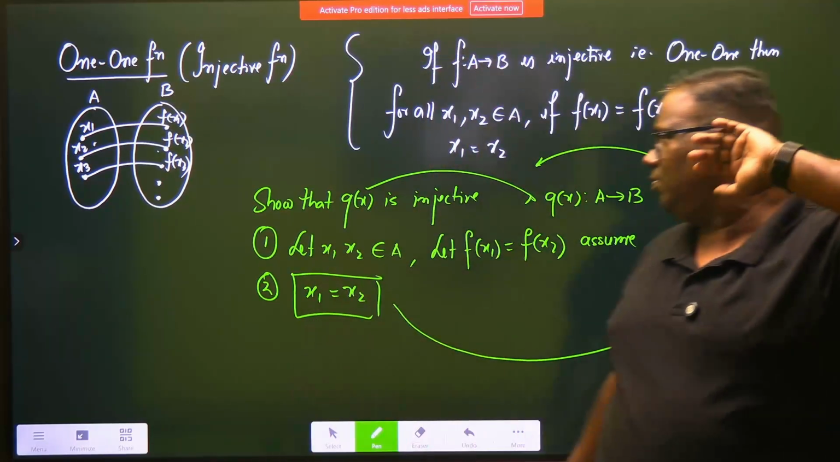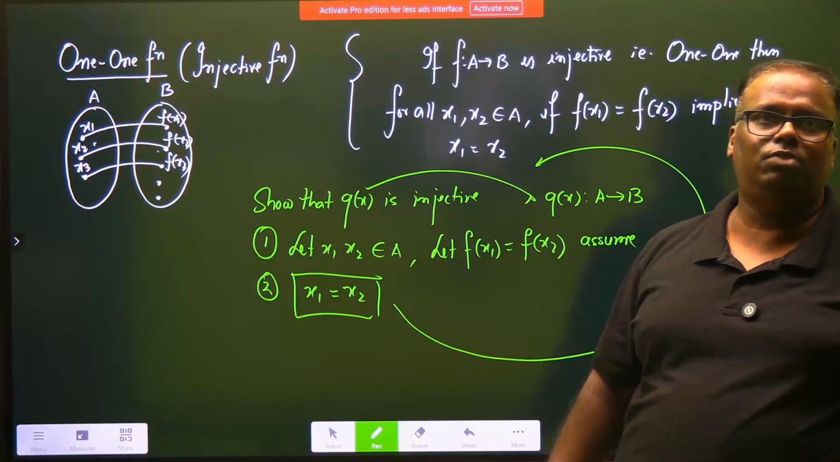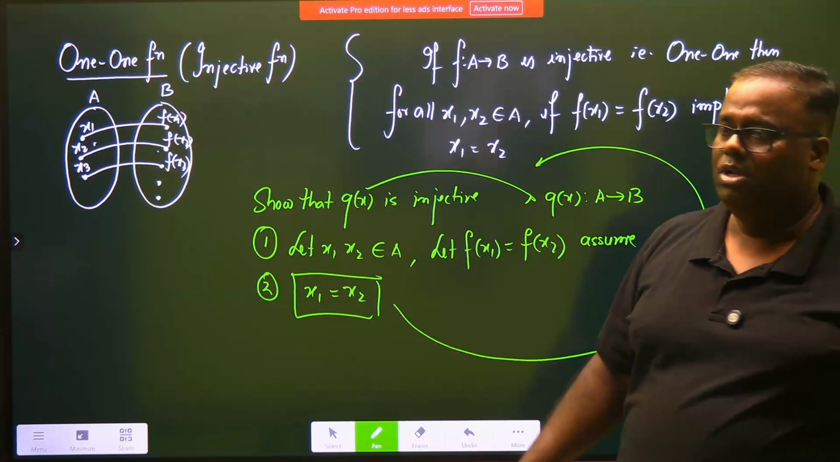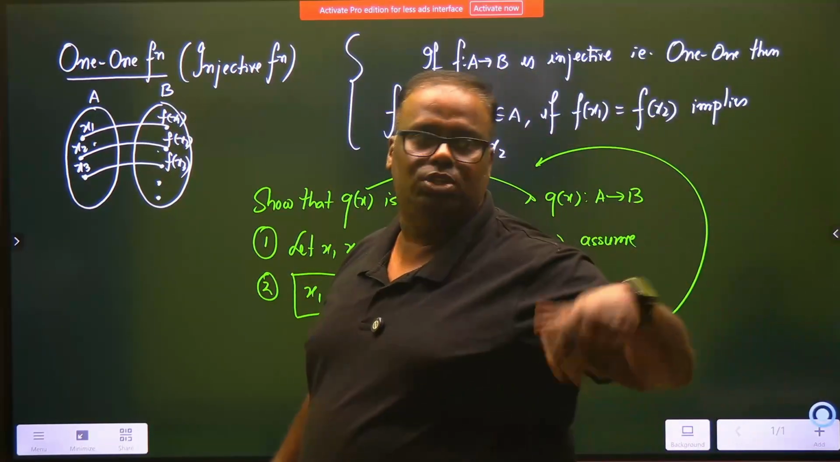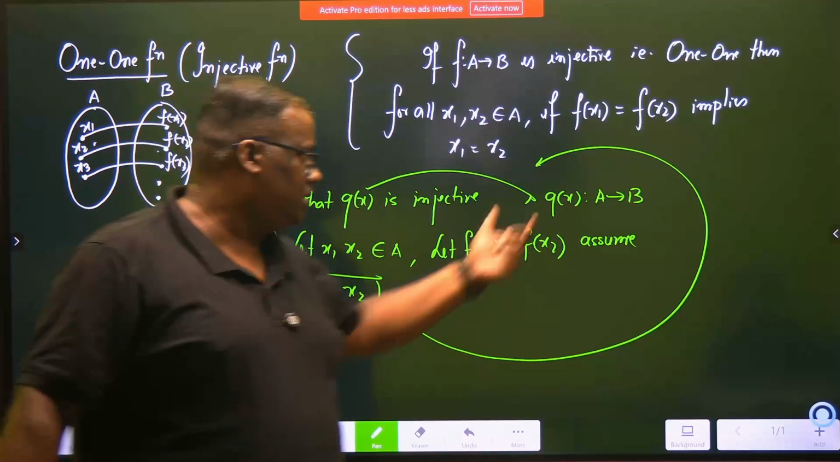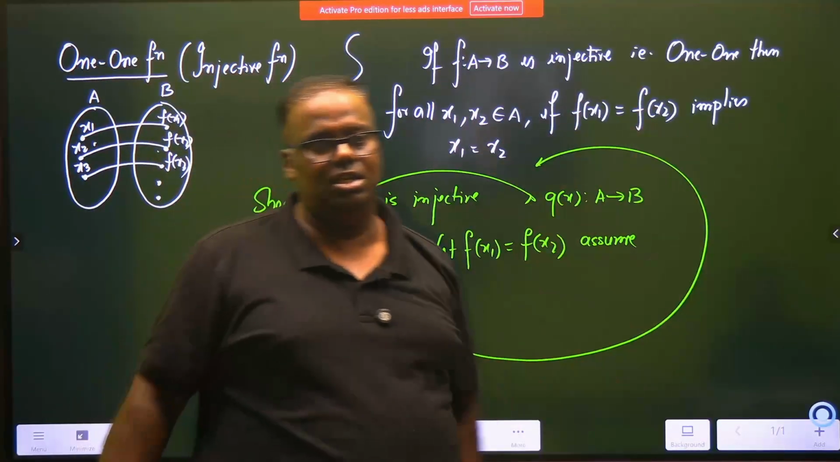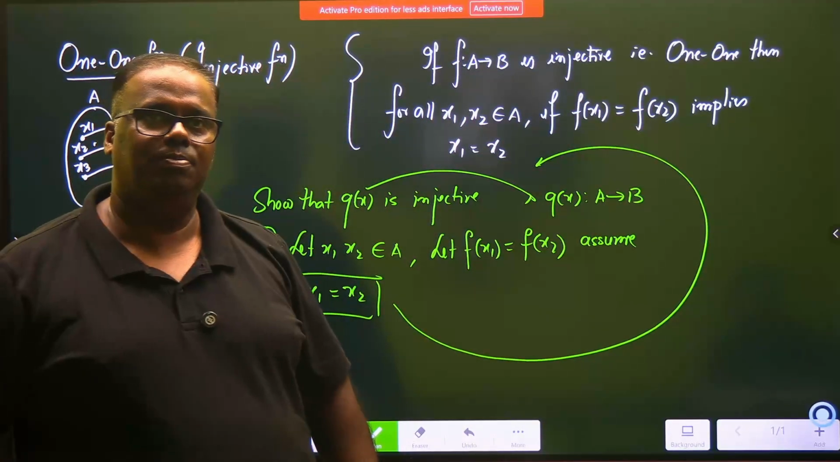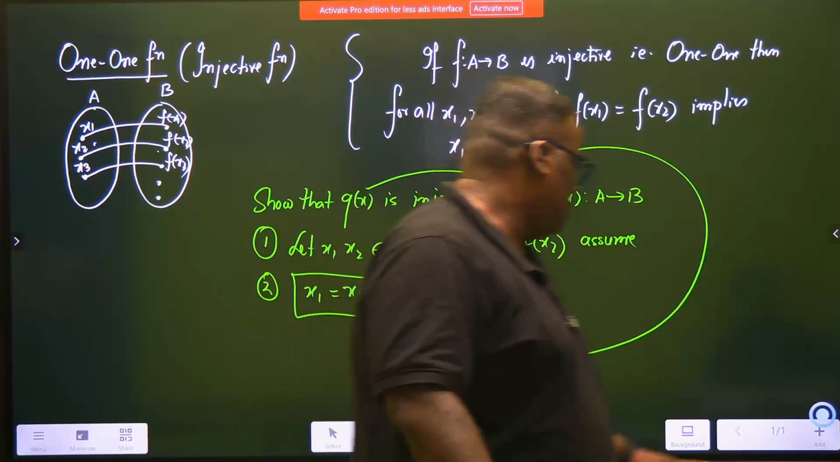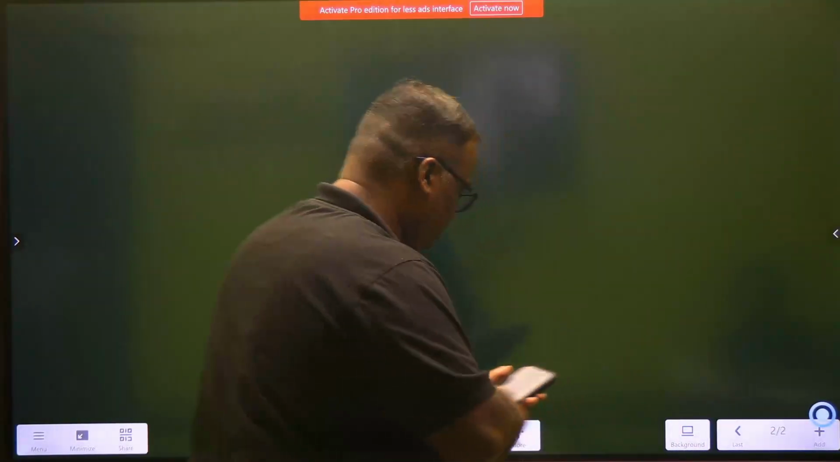Okay, we will be given a question where we have to prove a given function is injective. The only thing that we need to do is take an x1 and x2 that belong to the domain, and assume that f(x1) is equal to f(x2). If we can then derive x1 equal to x2, that means the function is injective. Fine. Shall we take some problems? Okay, so let's take some problems. I got some problems.